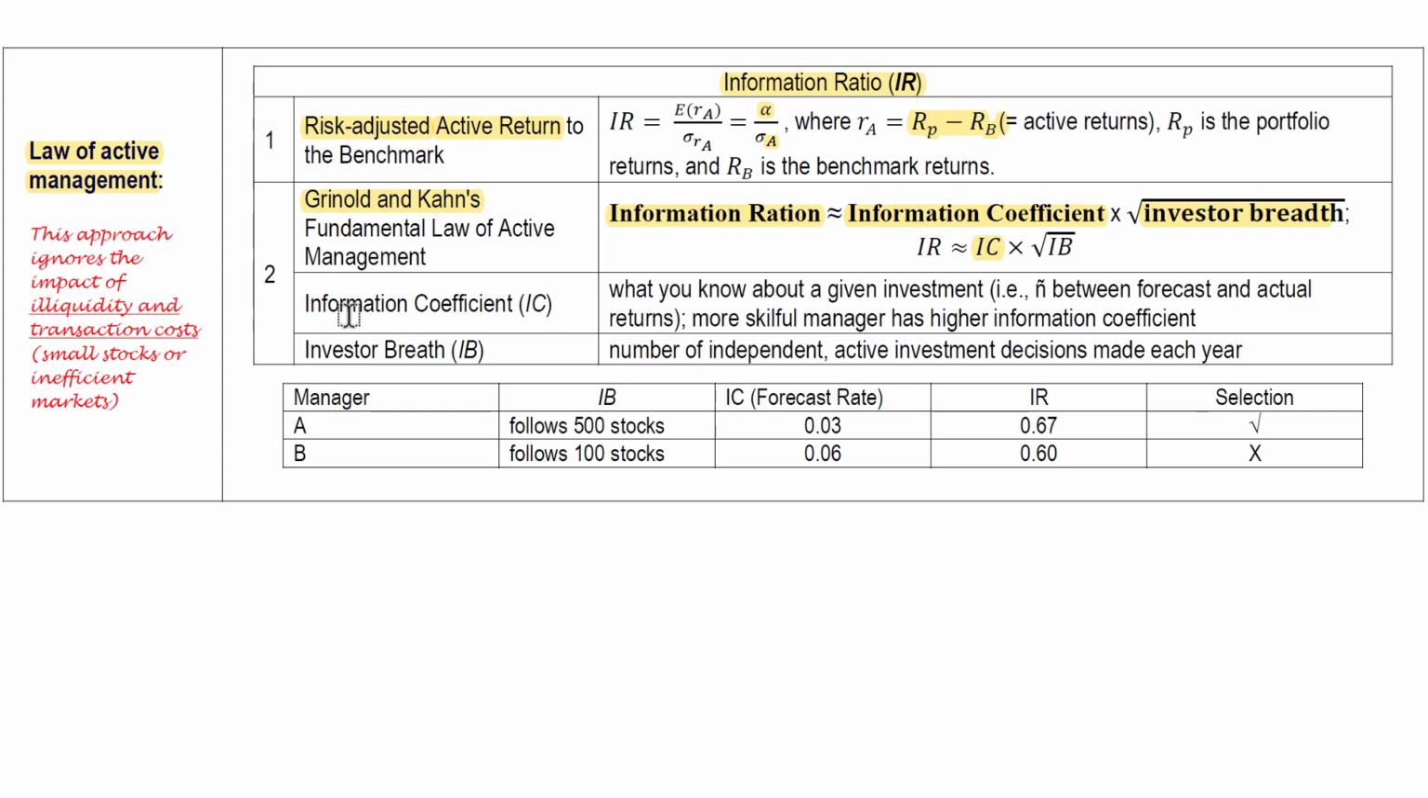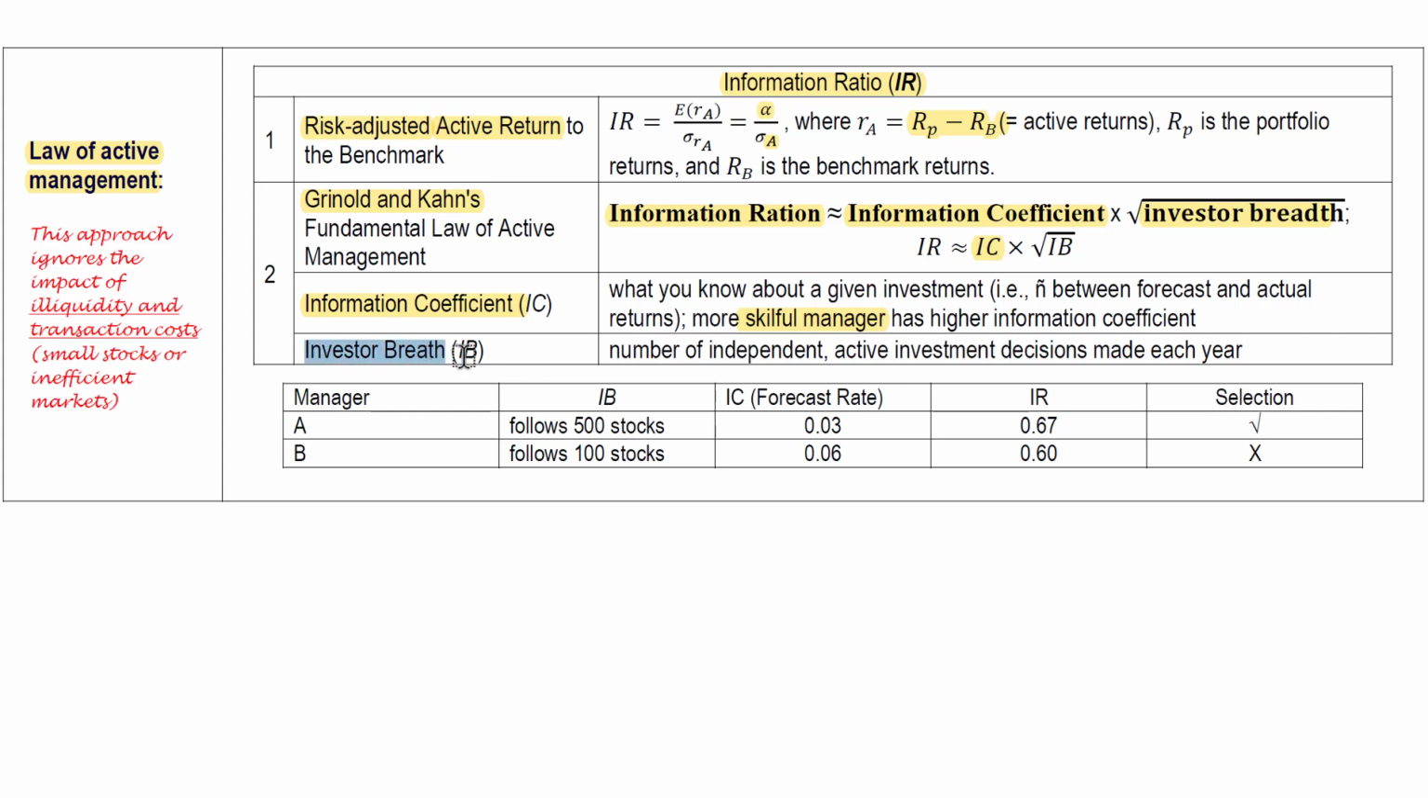So in other words, the IC part is what you know about a given investment. What you know about a given investment, what do you mean, your prediction power? The more skilled managers have a higher information coefficient. So that represents the measurement of the manager's forecasting or prediction skill. The higher the IC, the more power, the higher the IR. If the manager has more prediction power, then you have a high information ratio.